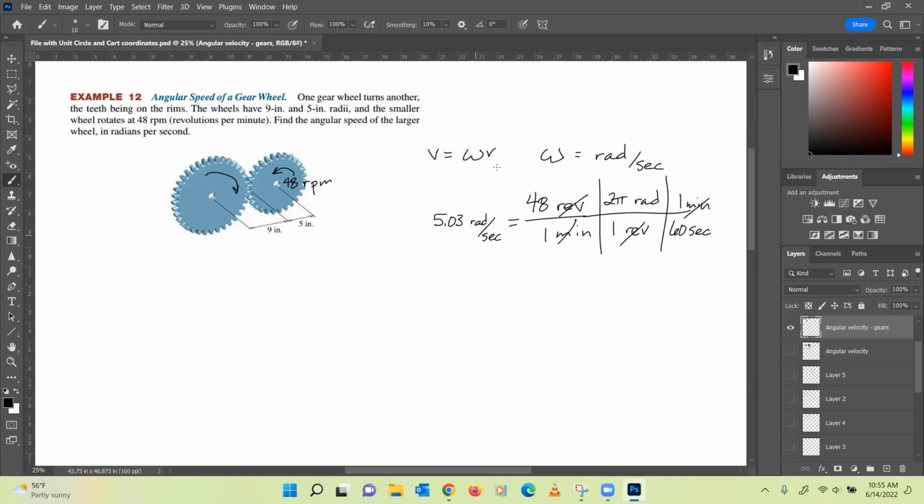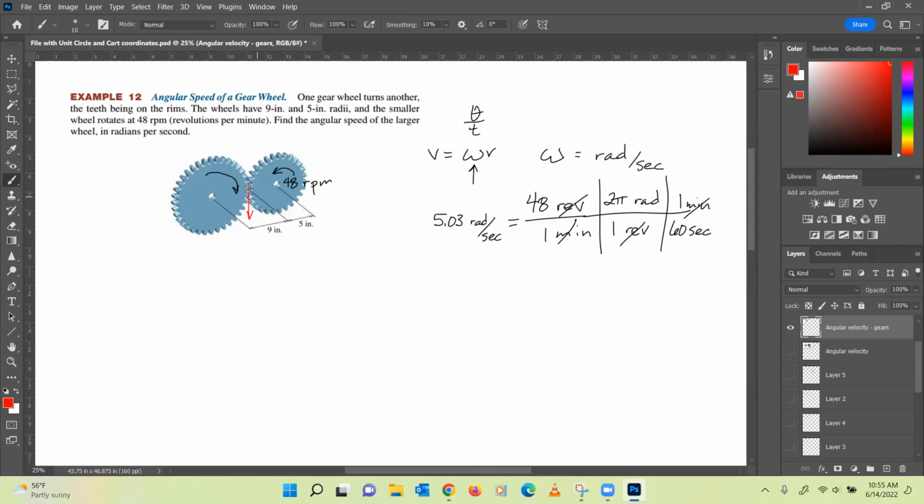And that makes sense to do that conversion because I want omega in this calculation. And omega is, recall, theta over t. Theta is radians, t is time, so radians per second. Also notice that right here where the teeth mesh, the vertical velocity has to be the same for the small wheel as it is for the larger wheel. If the smaller wheel is turning faster than the larger wheel, the gears will strip.